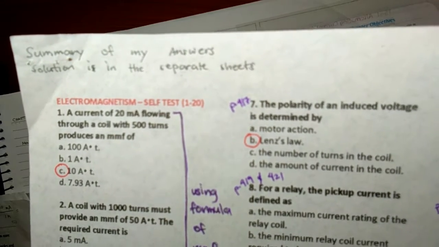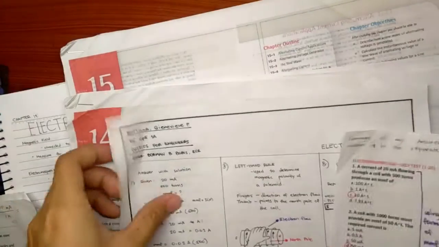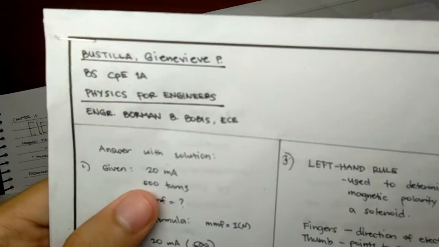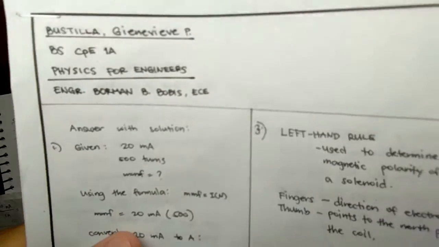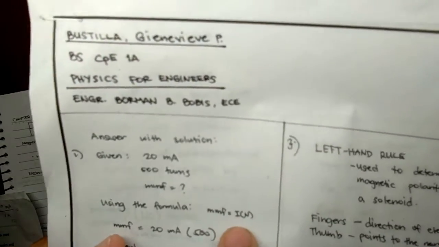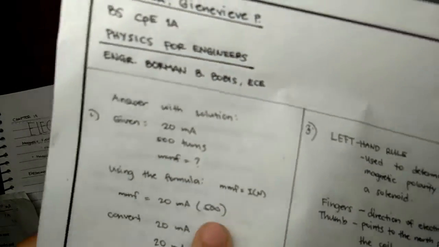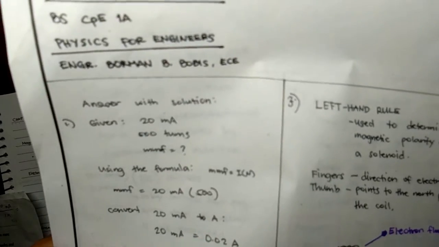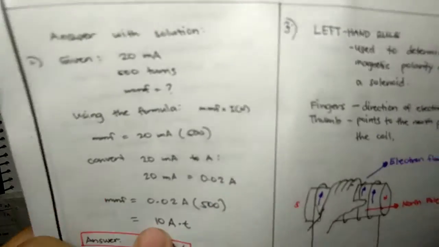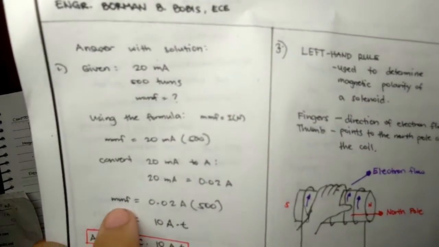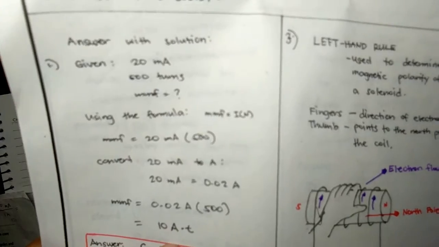Number 1. A current of 20 mA flowing through a coil with 500 turns produces an MMF of blank. What is given is 20 mA and 500 turns. The unknown is the MMF. Using the formula, MMF is equal to current times turns. Then substitute 20 mA times 500. But the required unit is ampere, so we convert 20 mA to ampere, which is 0.02 ampere. Then substitute all the variables. MMF is equal to 0.02 ampere times 500, which is equal to 10 ampere turns.